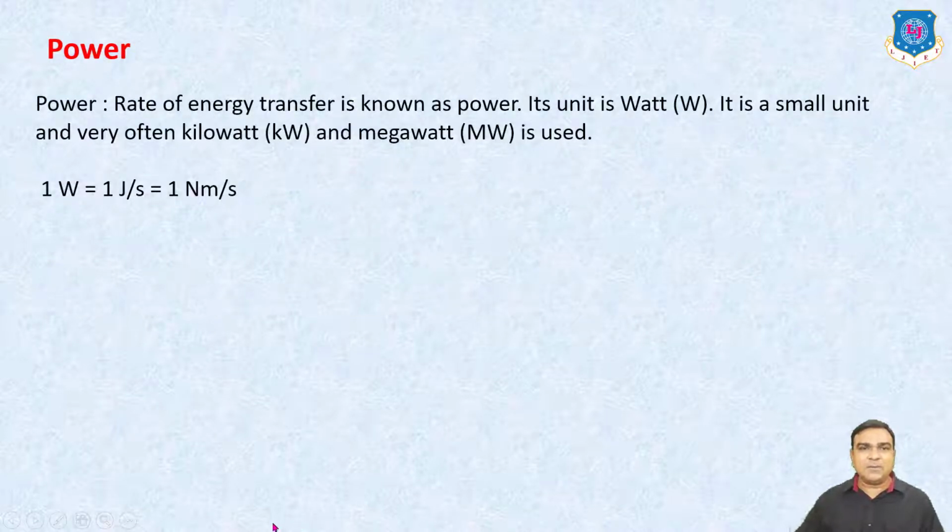Power. The rate of energy transfer is known as power. Its unit is watt. It is a small unit, and very often kilowatt and megawatt are used. So 1 watt is equal to 1 joule per second, and 1 joule per second is equal to 1 Newton meter per second.